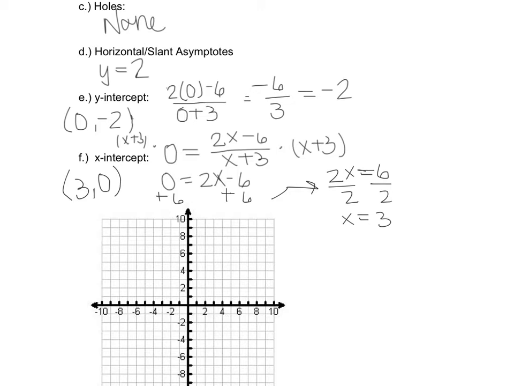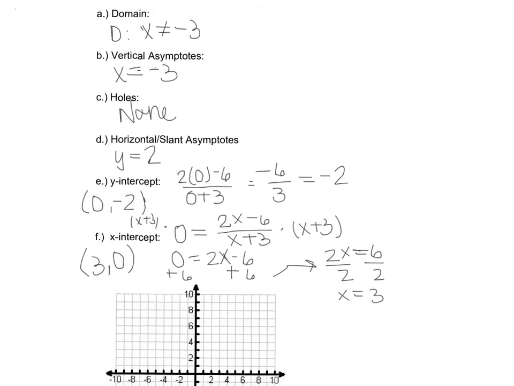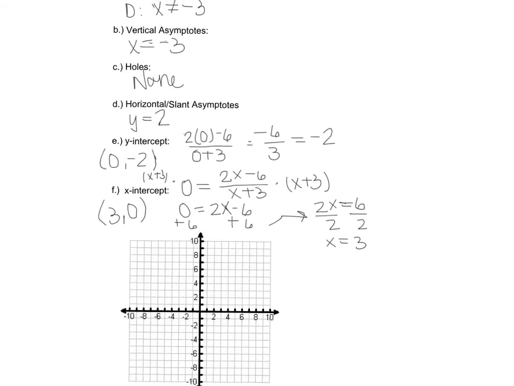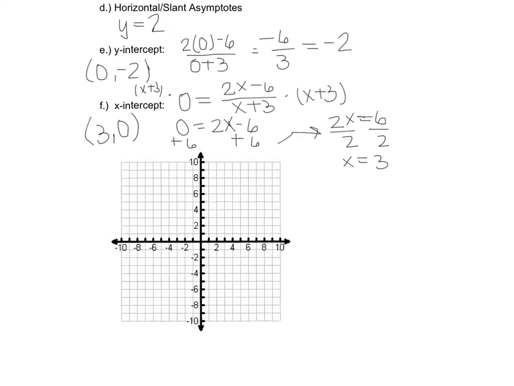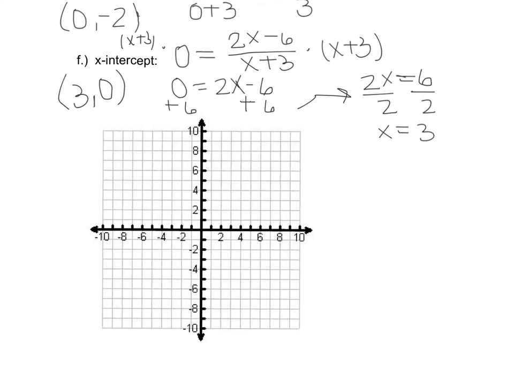Now that we have all of this information, we can start putting together what our graph is going to look like. Let's start with drawing in our vertical asymptotes, horizontal asymptotes, and holes. We don't have any holes, so let's start with the vertical asymptote. There's a vertical asymptote going through -3, the x value. So I go to -3 on the x-axis and draw a vertical line.